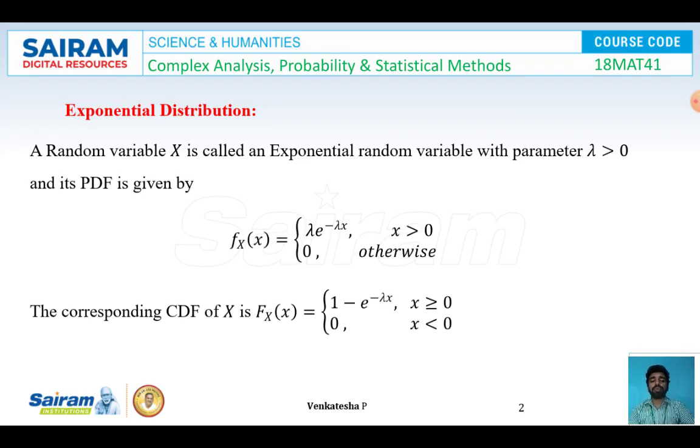What is the exponential distribution? A random variable X is called an exponential random variable with parameter lambda greater than 0, and its probability density function is given by f_X(x) = lambda e^(-lambda x) for x greater than 0, and it is 0 otherwise. And the corresponding cumulative distribution function is given by F_X(x) = 1 - e^(-lambda x) for x greater than or equal to 0, and it is 0 for x less than 0.